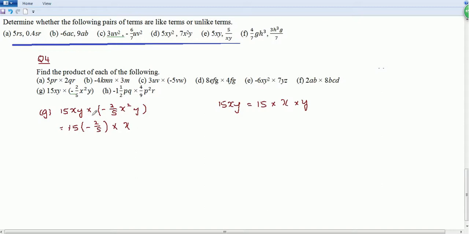Then x, you have one x here and x² here. And how about y? You have y here, and here you have only one y. So this part you can simplify. And don't forget the negative. When you see a negative, you have to be extra careful. So 3 multiplied by 2, because of the negative, negative 6. For x, here is 1x, here is 2, so in total you will get 3. For y, 1y and 1y, you will get y².